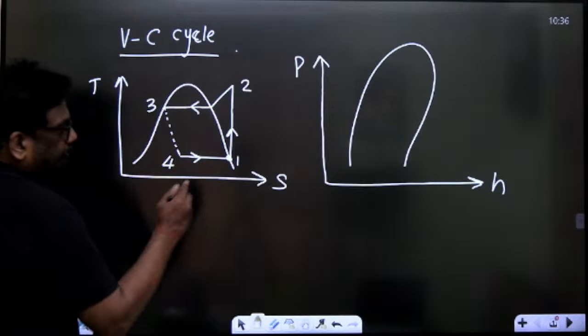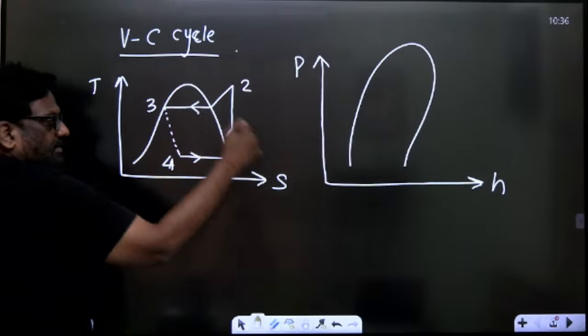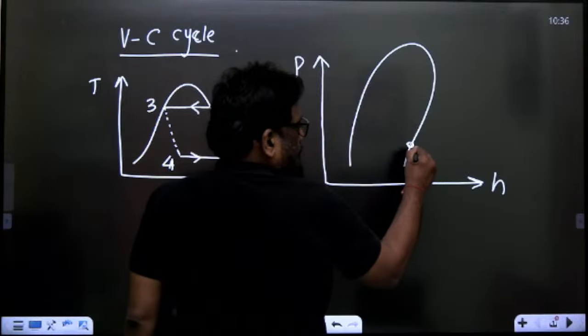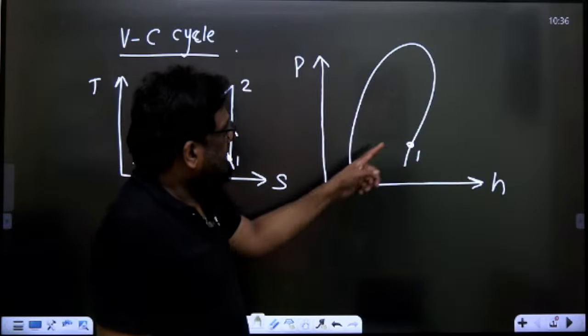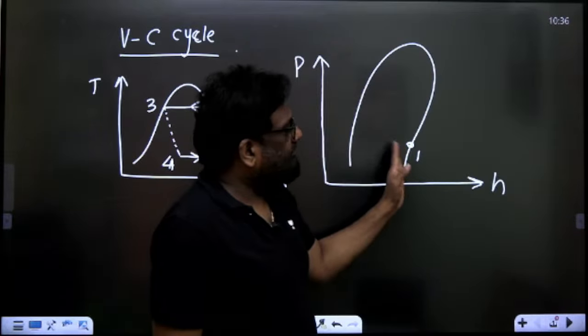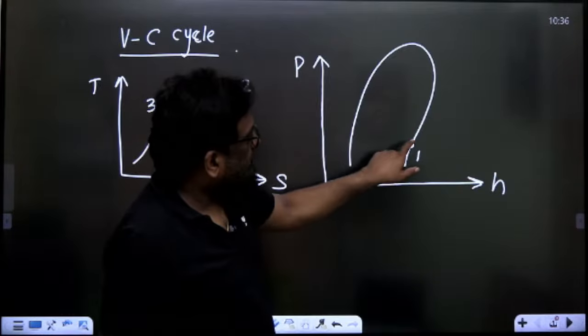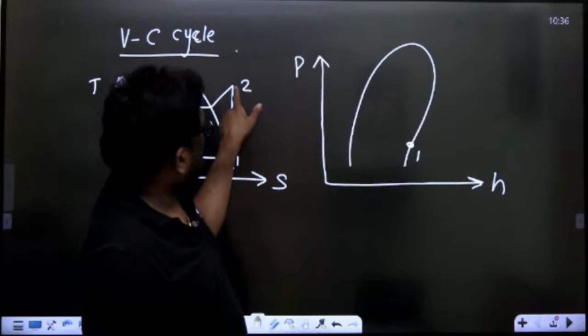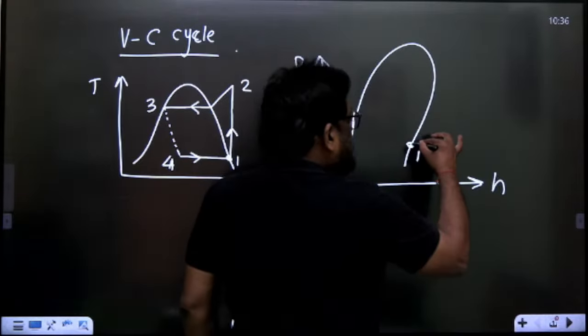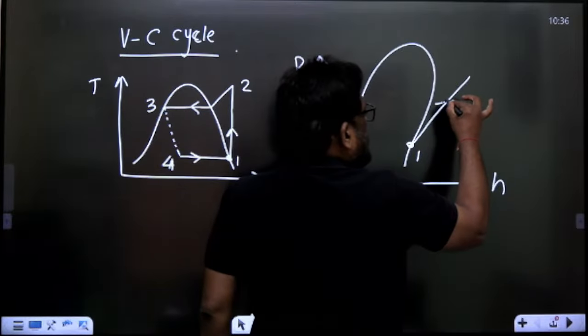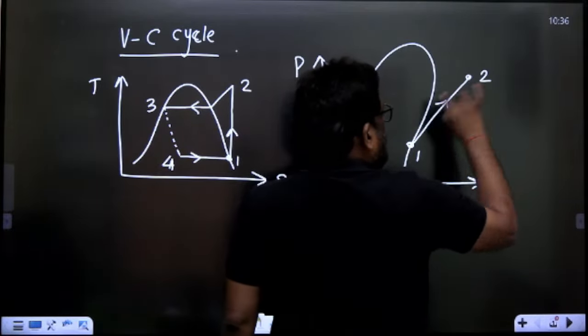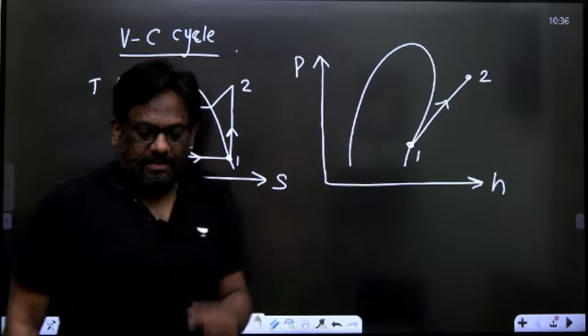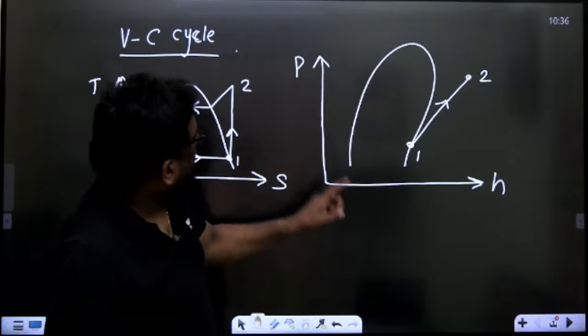Look, where is 1? It is on the saturated vapor curve. This is 1. So during compression, what is happening, sir? The pressure is increasing and the enthalpy is also increasing. From the saturated vapor state, it will move to the superheated state. So this is my compression, which is occurring in my compressor. Exactly. Now what is 2 to 3?